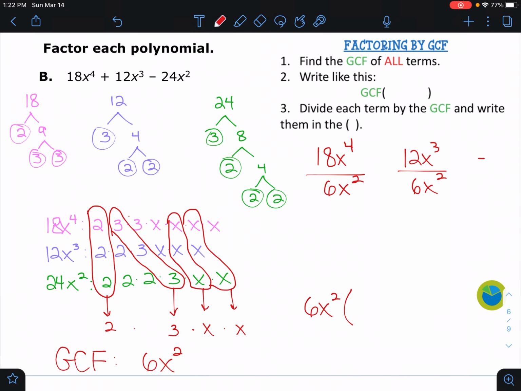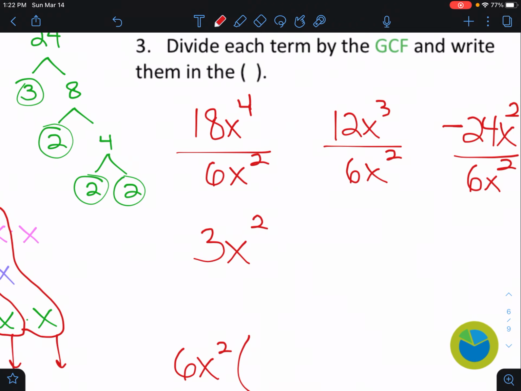And then what's the last one? Negative 24. So here you're going to notice I'm going to put that negative in there. Now that's where I want to make sure I've got it. And I'm dividing this by 6x squared as well. Okay, so each term, you want to take each one of these terms and divide it by the GCF. We found the GCF to be 6x squared. So now if I divide, let's start with the first one here. I have 3x squared. This one would be 2x to the 1st. And this would be negative 4. And the x squareds would cancel, so just negative 4.